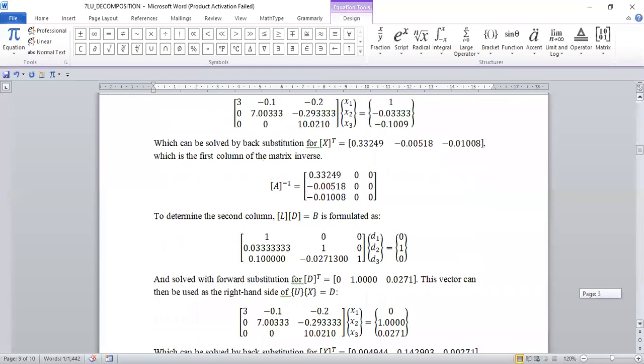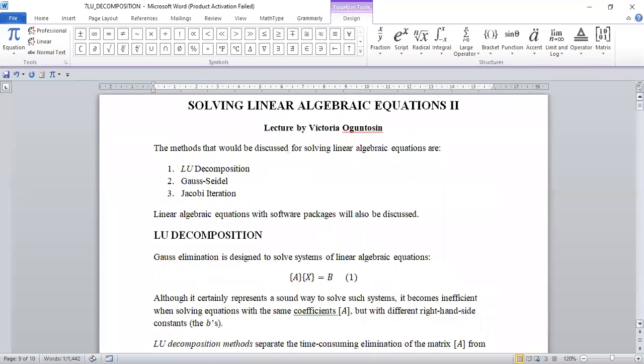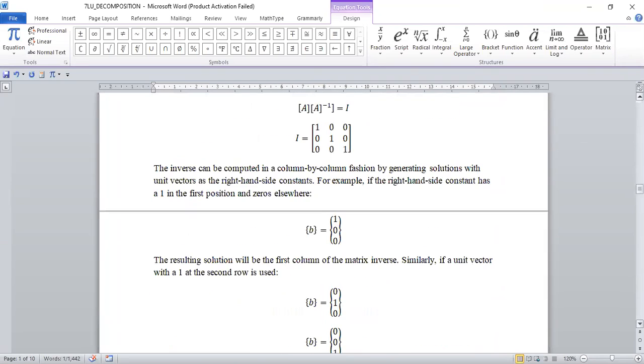So we are gradually coming to an end of this course. In a few weeks' time, we'll end the course.